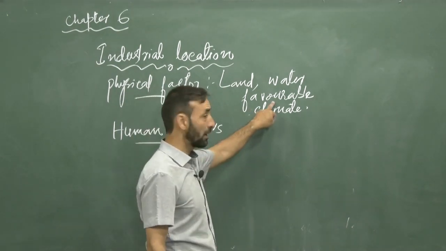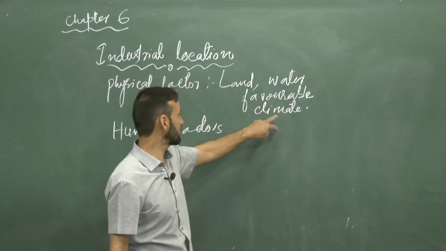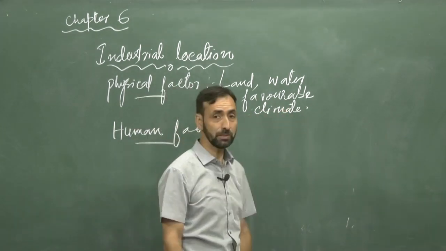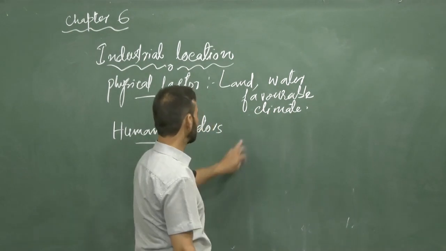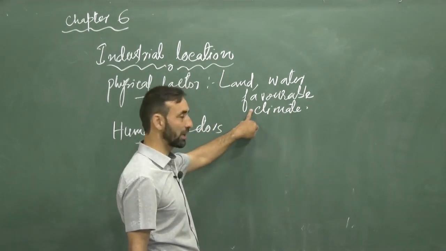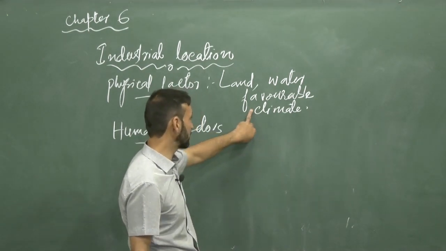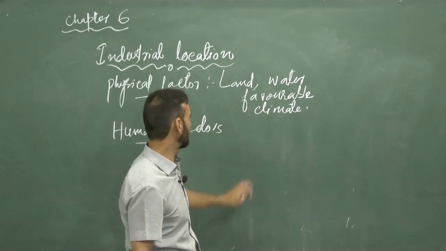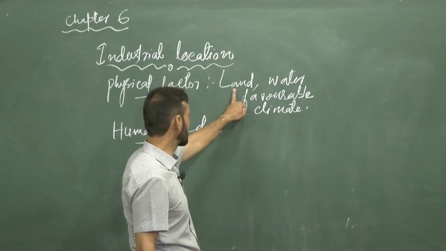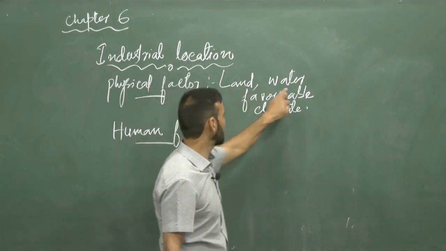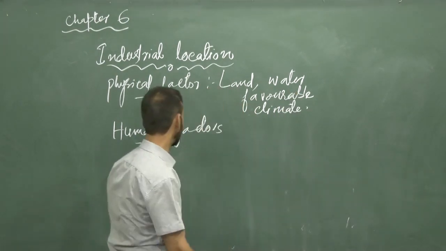That is why, when an industry such as the cotton and textile industry is established in an area, the climate should be favorable. It should not be a rainy place with more rain, and it should not have cold climatic conditions. It should be a very favorable climate. Land should be feasible, there should be no landslides, and water availability is most important.